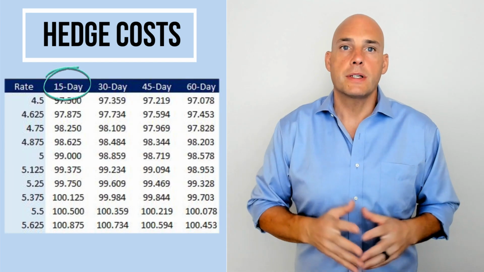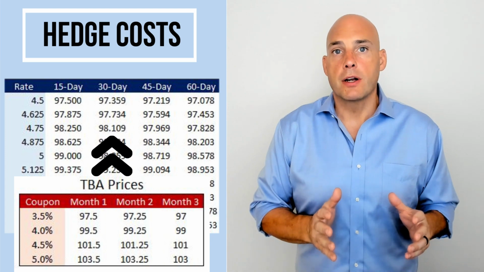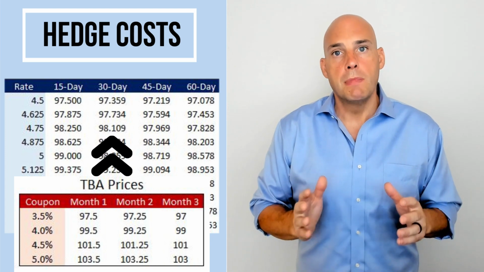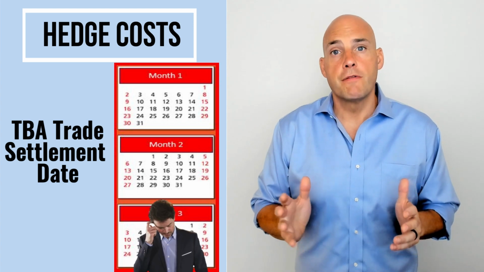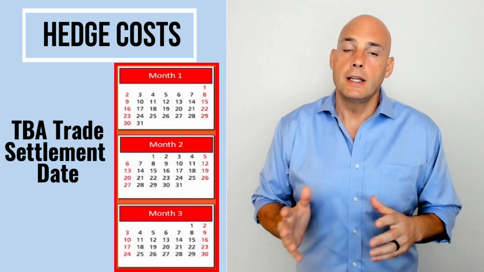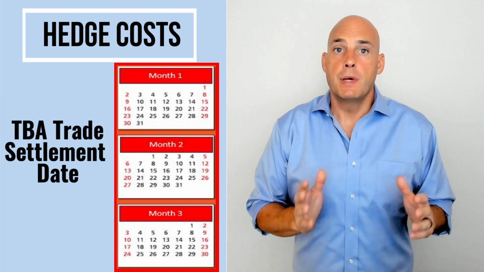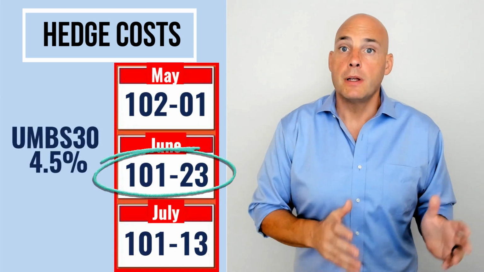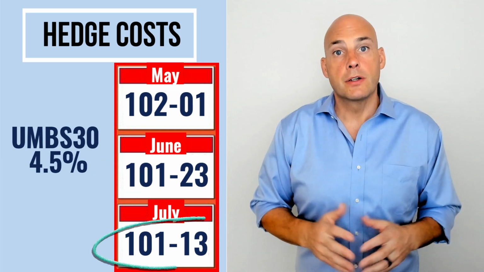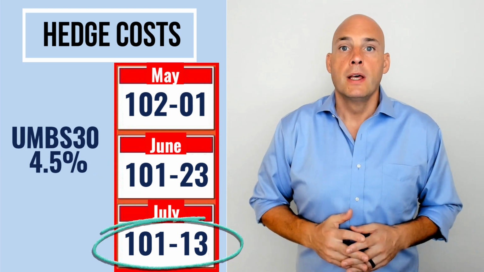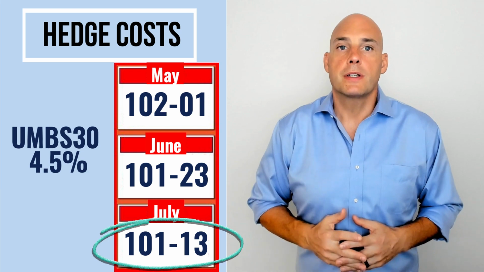Anyone who's looked at a rate sheet will be familiar with the shorter lock periods having more favorable pricing. Keep in mind, lock pricing is derived from TBA prices, which mirror investor demand. The farther out the trade settlement date, the more cautious investors are about the security, leading to lower bids. For instance, bids for a UMBS 4.5 with a June settlement might be at 101.23, while the same security for a July settlement could see bids at 101.13. This will be reflected in the rate sheet pricing.